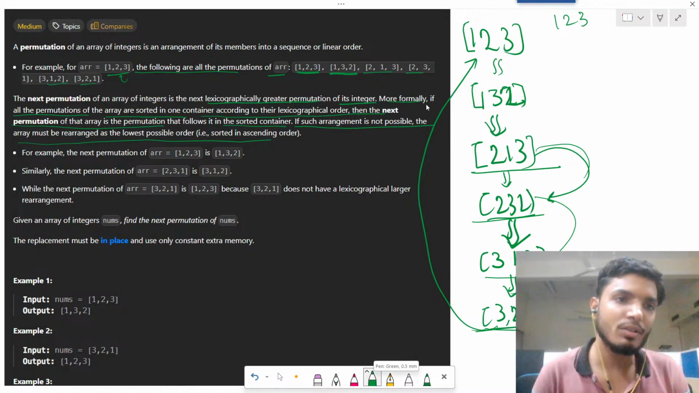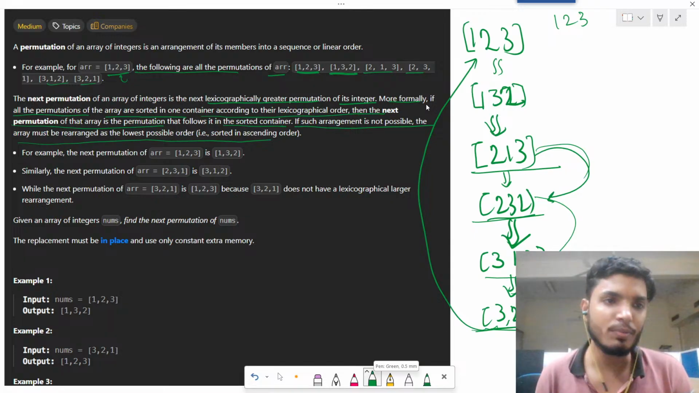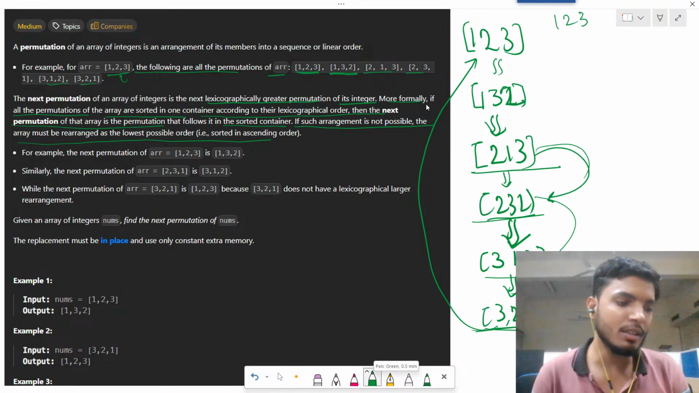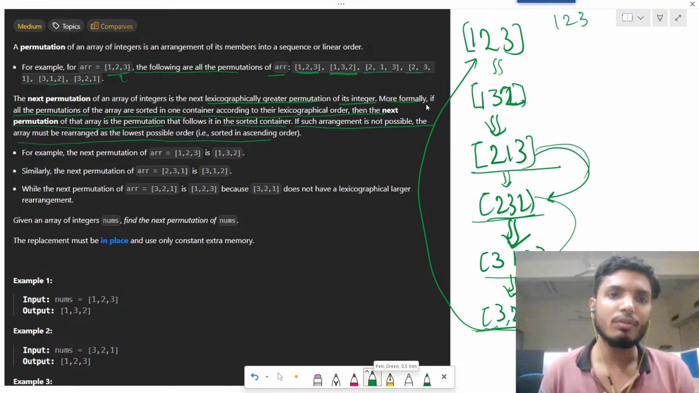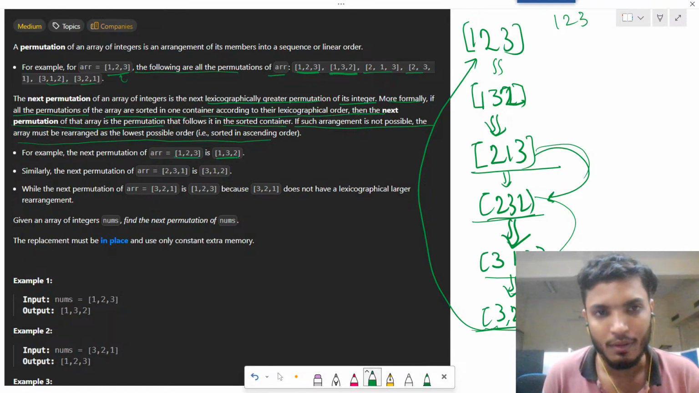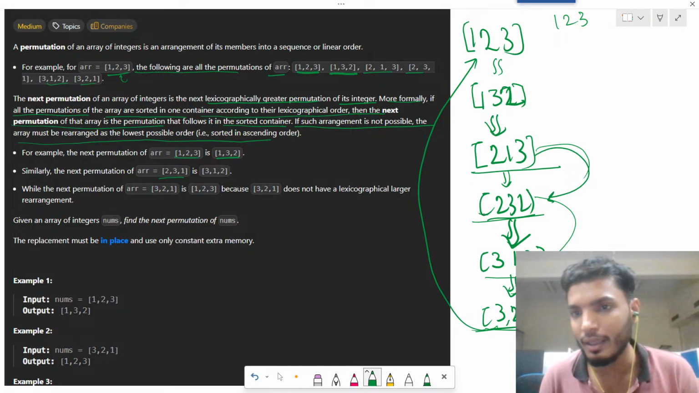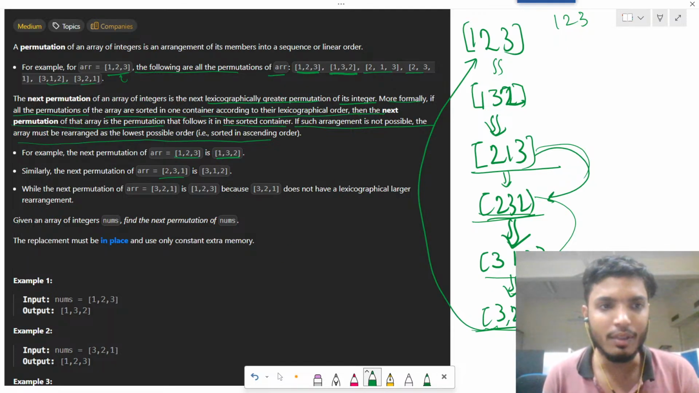So if such an arrangement is not possible, the array must be rearranged in the lowest possible order. For example, the next permutation of 1 2 3 is 1 3 2. The next permutation of the array 2 3 1 is 3 1 2, like this. Given an array nums, find the next permutation of nums, and the replacement must be in place.